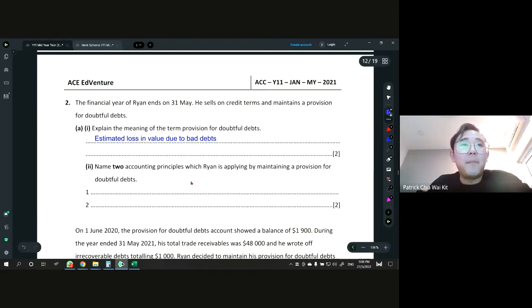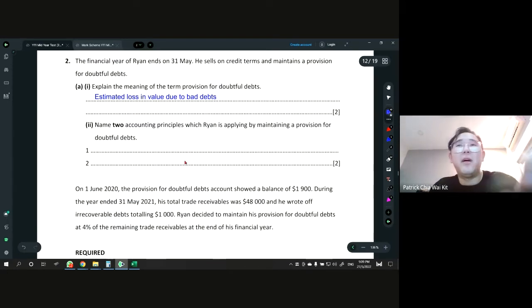Also can. Name two accounting principles when we are maintaining a PFDD. For all the provision accounts, it is confirmed these two again, right? PM. P is prudence, and M will be matching. Matching means there is income statement inside the account already. Prudence means there is also balance c/d, the asset goes down. Things like that.